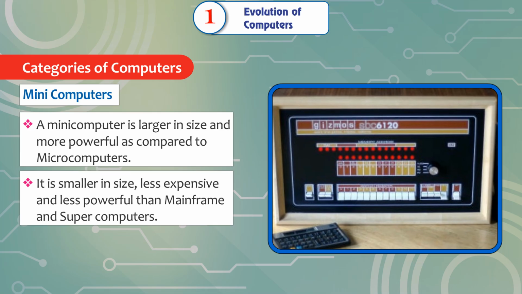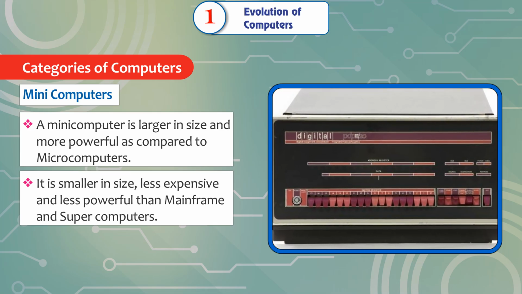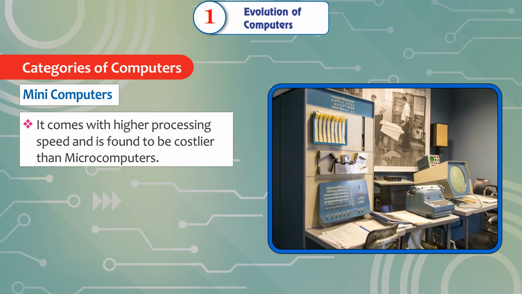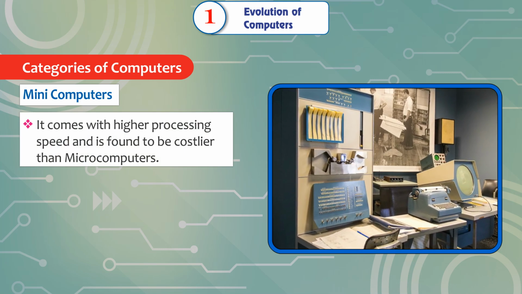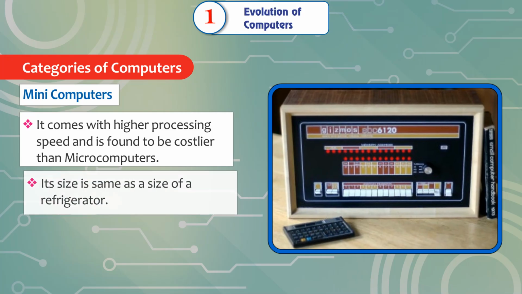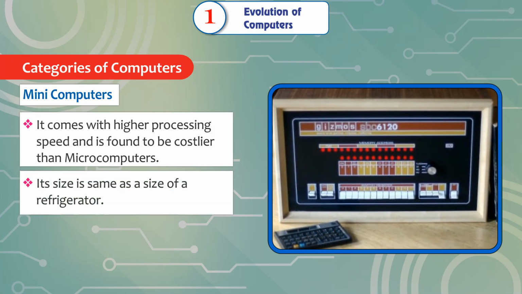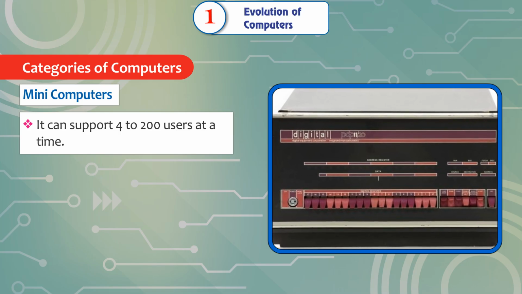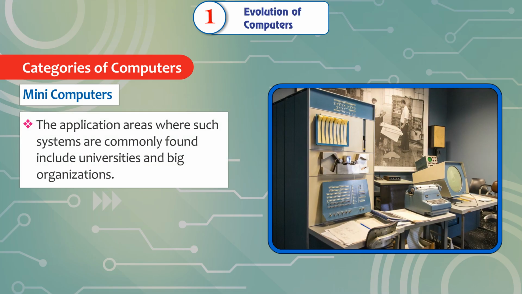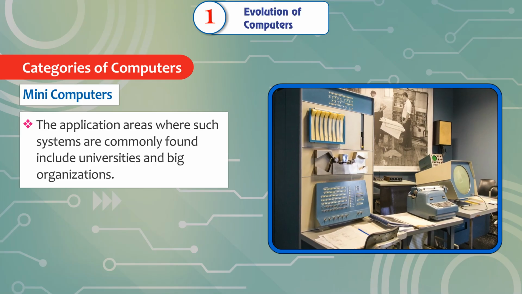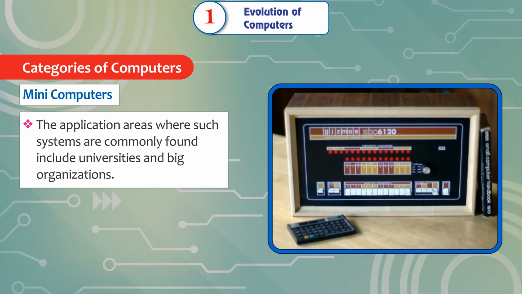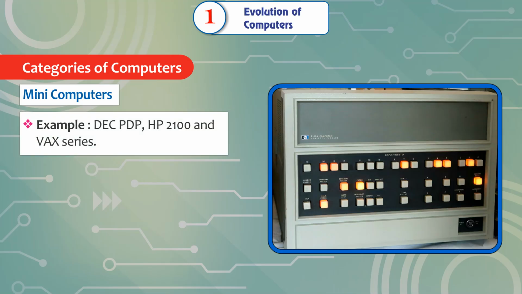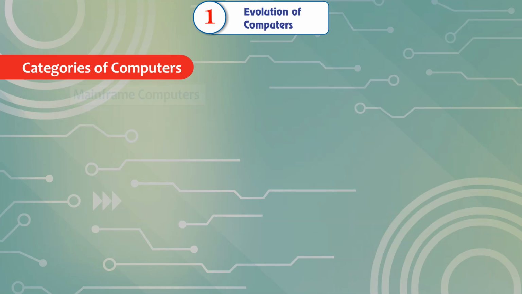It is smaller in size, less expensive, and less powerful than mainframe and supercomputers. It comes with higher processing speed and is found to be costlier than microcomputers. Its size is the same as the size of a refrigerator. It can support 4 to 200 users at a time. The application areas where such systems are commonly found include universities and big organizations. Example: DEC PDP, HP 2100 and VAX.